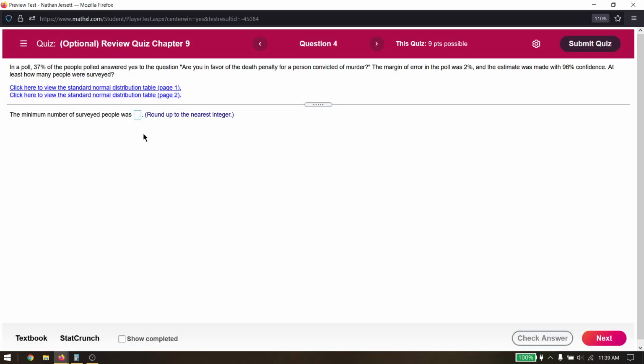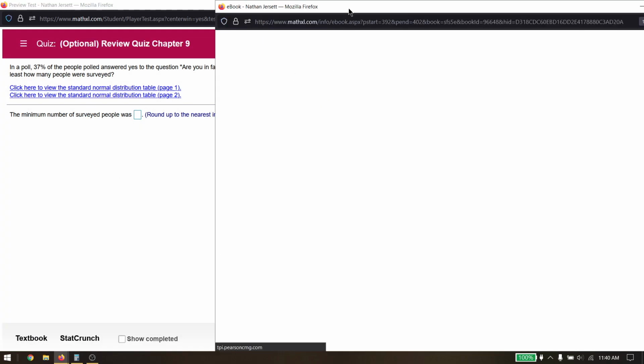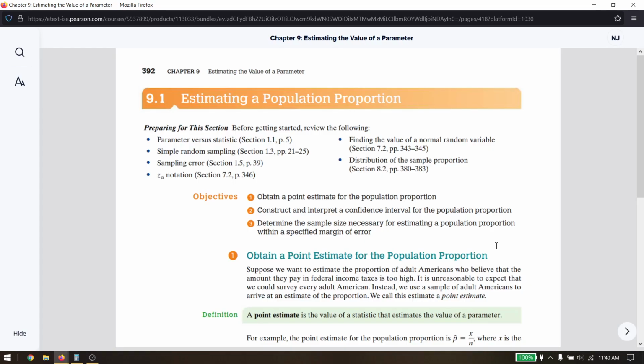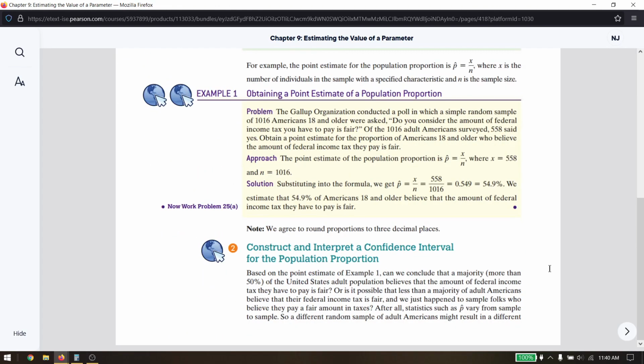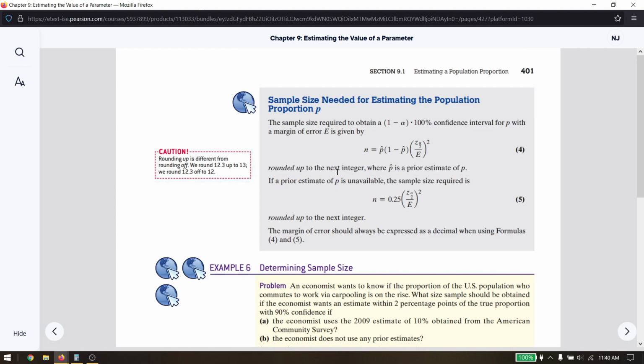Okay, moving on to the next one. 37% of people polled answered yes to, are you in favor of the death penalty? The margin of error was 2%, 96% confidence. So the minimum number of people surveyed was, and this one, I believe we're going to have to use the formula. We're looking for the number of people surveyed. You should see one at the end. Let me find it here. On the second to last page, we have the formulas for sample size needed for estimating a population proportion. And it gives you everything you need right here.